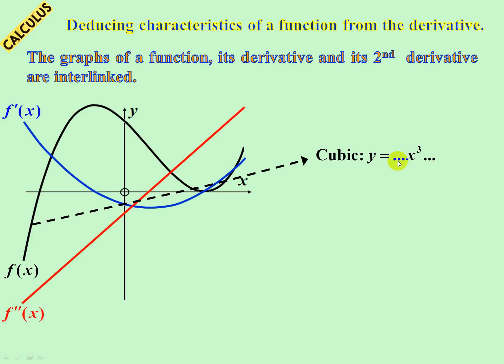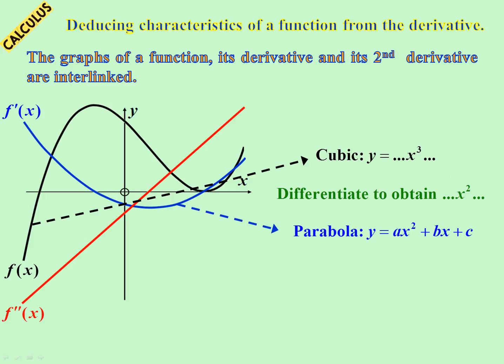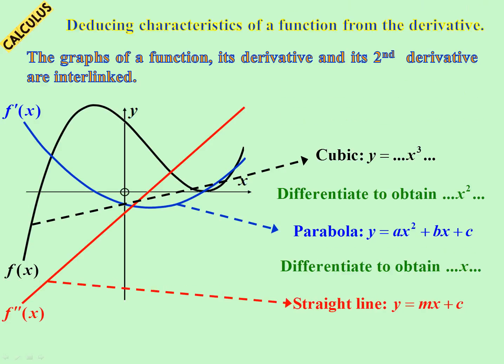Well, that's a cubic. Two stationary points, we can assume that's a cubic. Now from there, if we differentiate it, we end up with x squared, which is a parabola. And the blue graph, there's your parabola, f prime of x. And if we differentiate this one, we end up with x's, in other words, a linear function, a straight line graph. So there is the function, its derivative, and its second derivative.